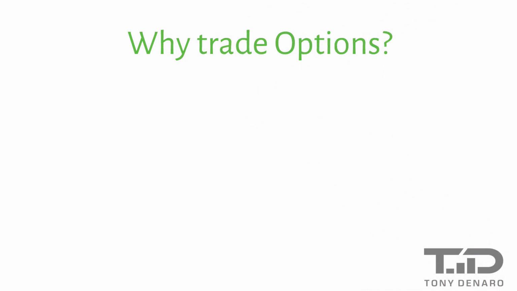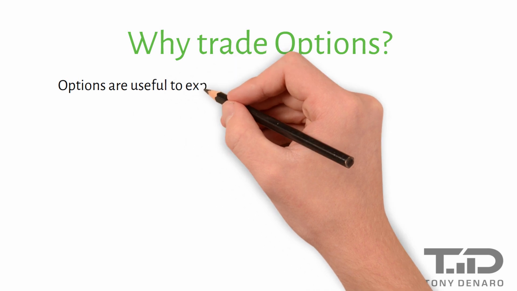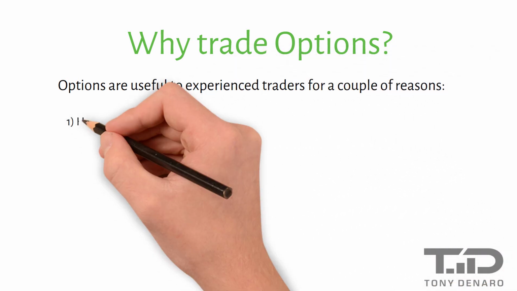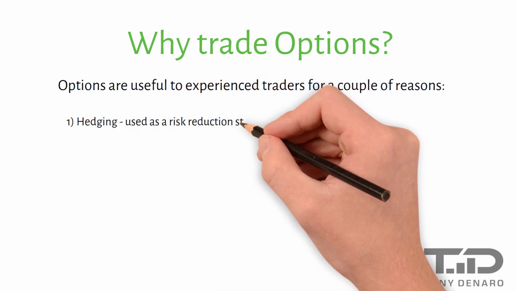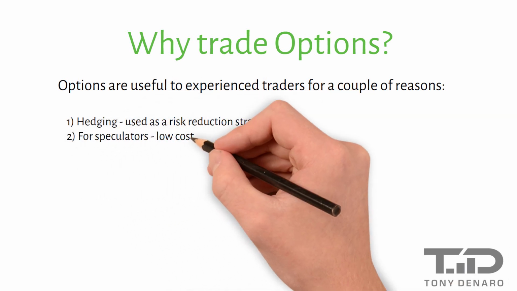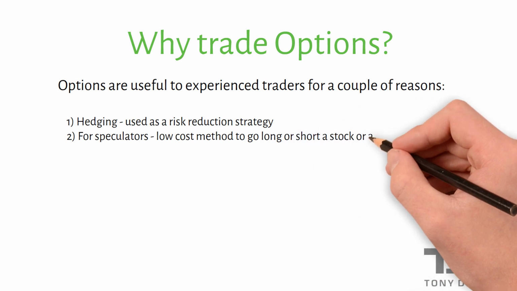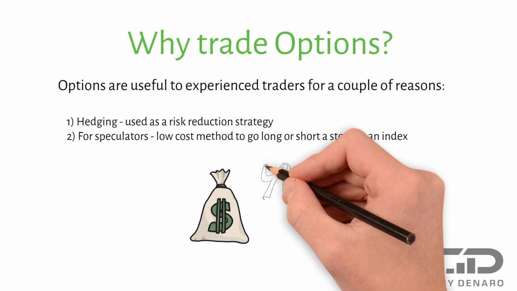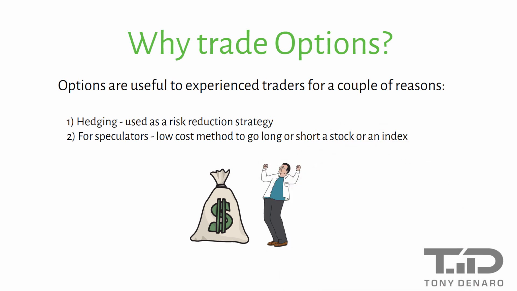Why would you want to trade options? Options are useful to experienced traders for a couple of reasons. Hedging, used as a risk reduction strategy, or for speculators, used as a low-cost method to go long or short a stock, or even an index without having to come out of pocket to buy the stock itself.